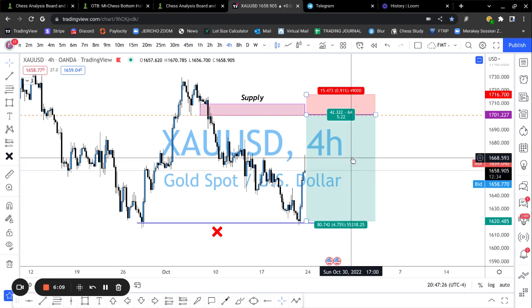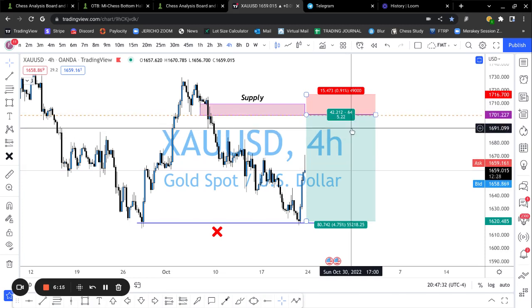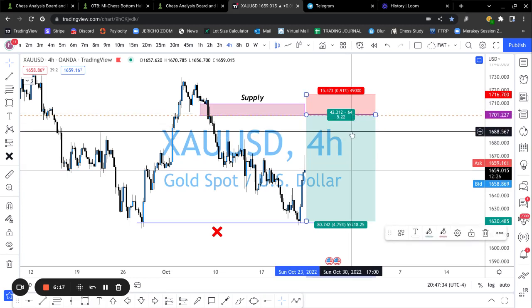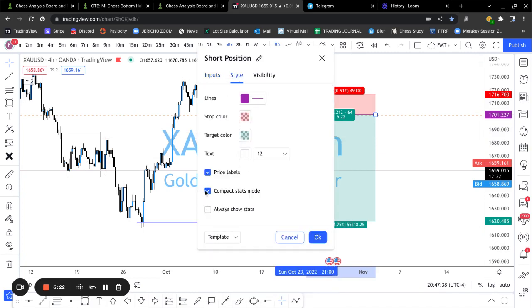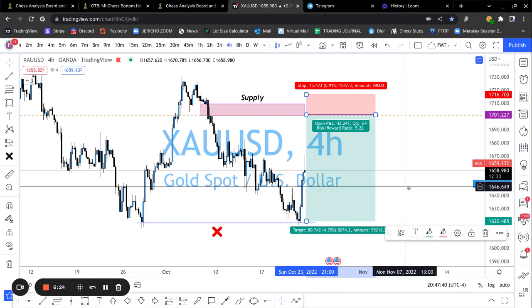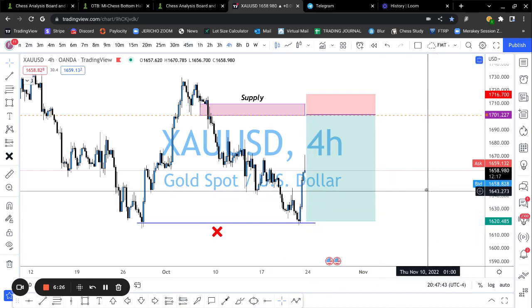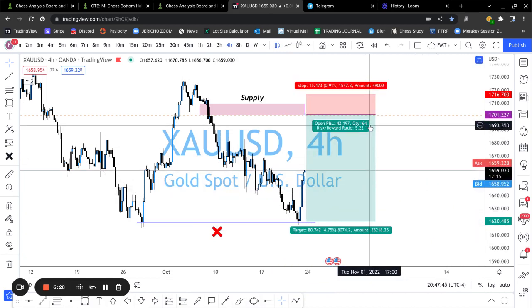But one quick thing that you could do to help you understand how to predefine your risk regarding gold is that you see right here. Let me change the style for this. Take off compact mode. So here, let me lock this on, move it. You see how it says quantity is 64, right?